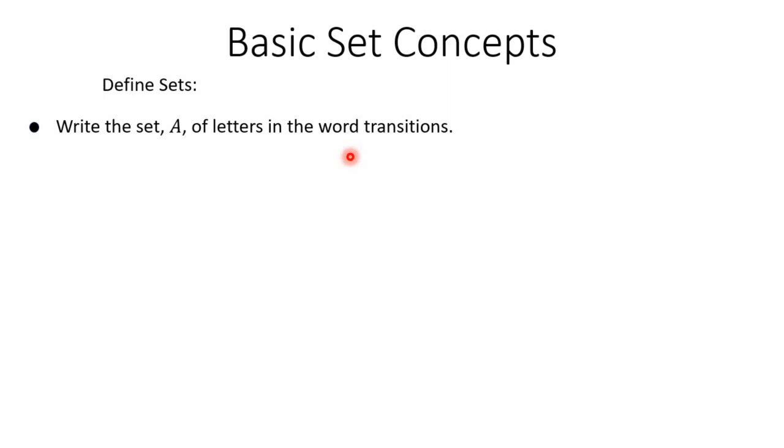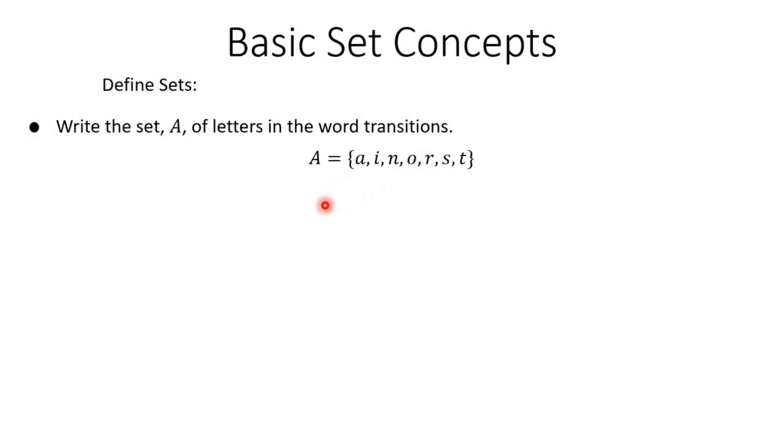If you go through the entire alphabet, you'll come up with this list. This is the list of letters that are in the word transition. And as we went through the 26 letters, it was obvious whether or not the letter should be included in the set. So this is a well-defined set.